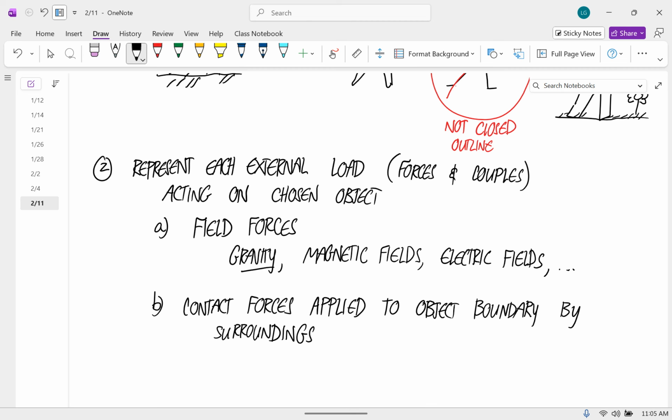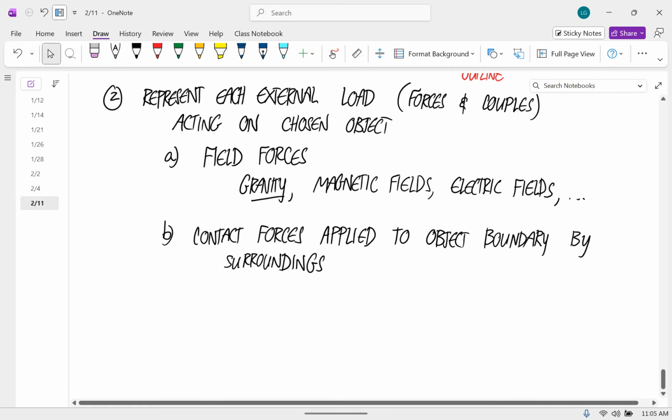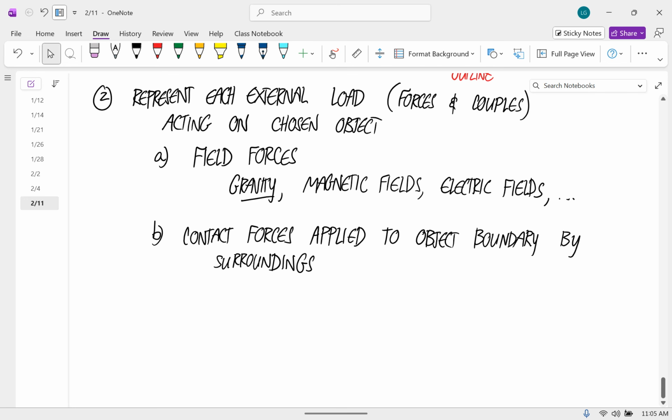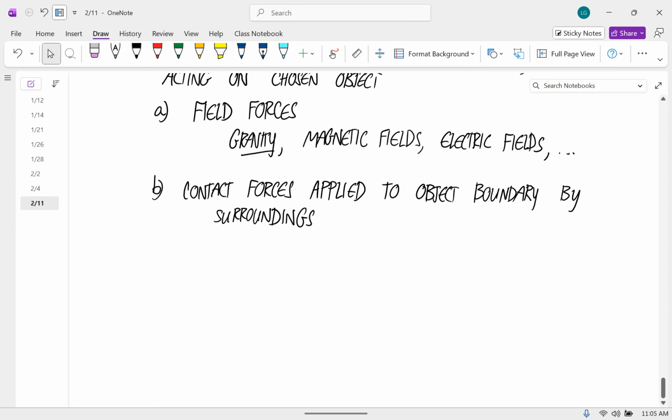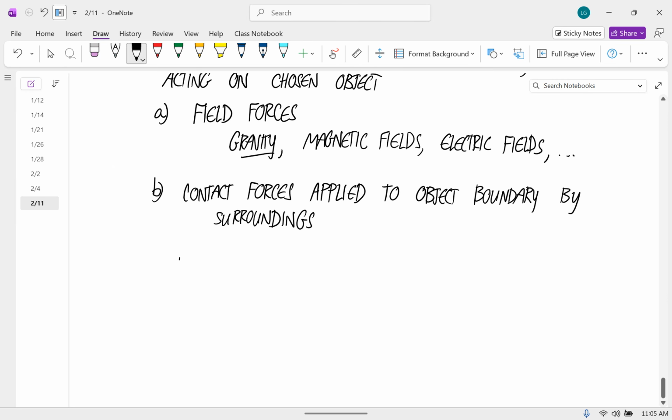Okay, well, the field forces are usually pretty straightforward to represent. I mean, it's usually just gravity. So that's just going to be a downward arrow with mg acting. The contact forces, we're going to represent a couple different ways. So contact forces either do or don't have a known direction.